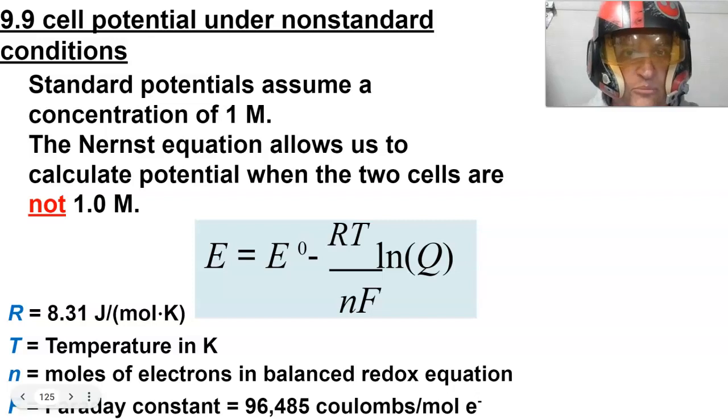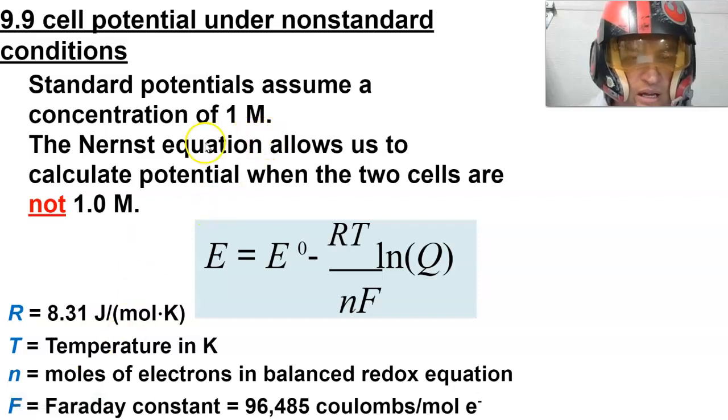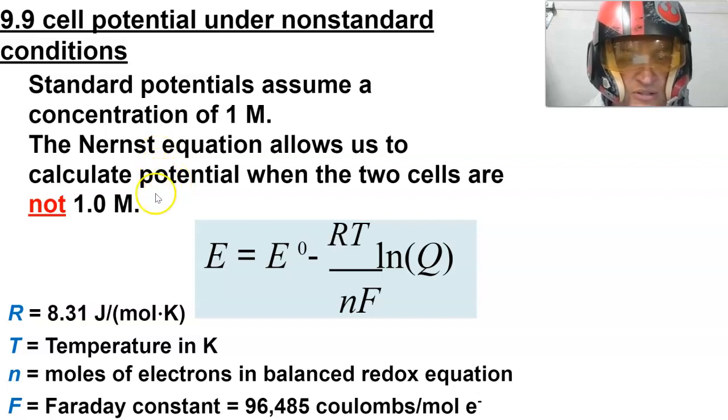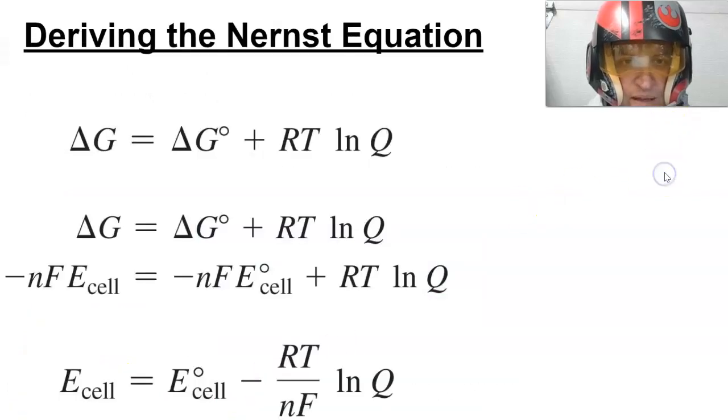We are looking at cell potentials under non-standard conditions. Standard conditions, or standard potentials, assume a concentration of 1 molar. This Nernst equation allows us to calculate potential when the two cells are not 1 molar. Going through just the basics, you've got your R, temperature in Kelvin, number of moles, and Faraday's constant. Things we've all talked about before.